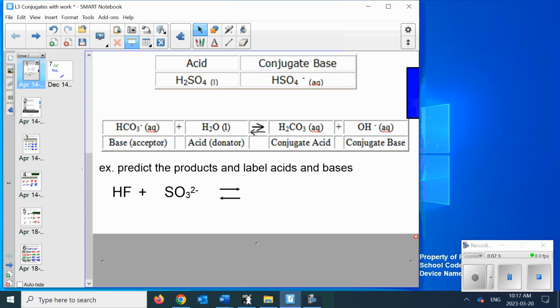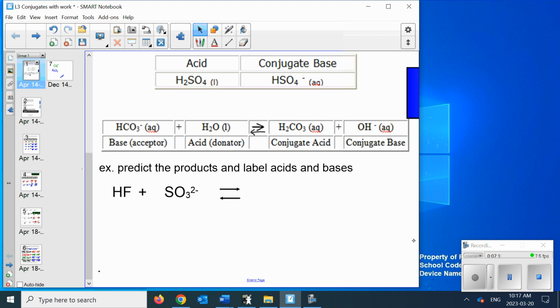So we're going to try one of these from scratch. Predict the products, label the acids and bases. I'll do this with you. I'll let you jot it down first. Okay, I'll start with, in this case, it isn't so ambiguous which is the acid and the base. If you think of an acid as something that must donate H+, the only thing that could be an acid is the hydrochloric acid. This must be the base.